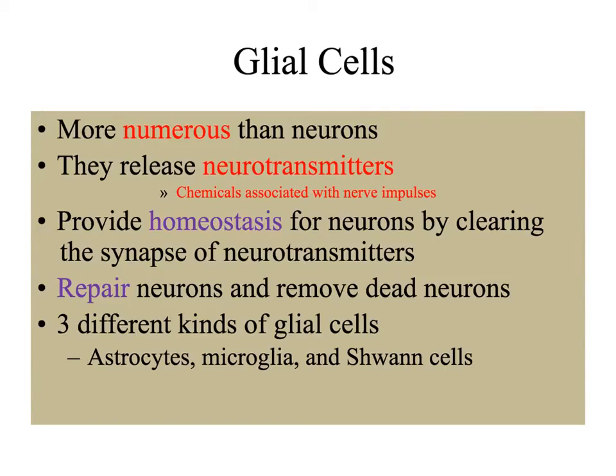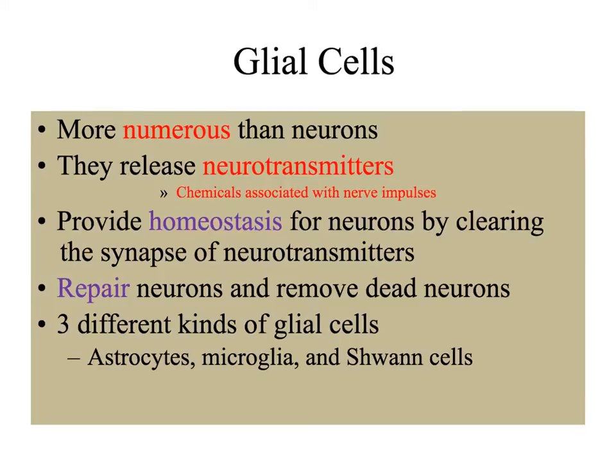All right, the second type of cell that's in the nervous system are the glial cells. And there's way more glial cells than there are neurons. So they're more numerous. They have basically 3 jobs. The first job is they release neurotransmitters. Neurotransmitters are chemicals associated with nerve impulses, and we'll see their role in a little bit.